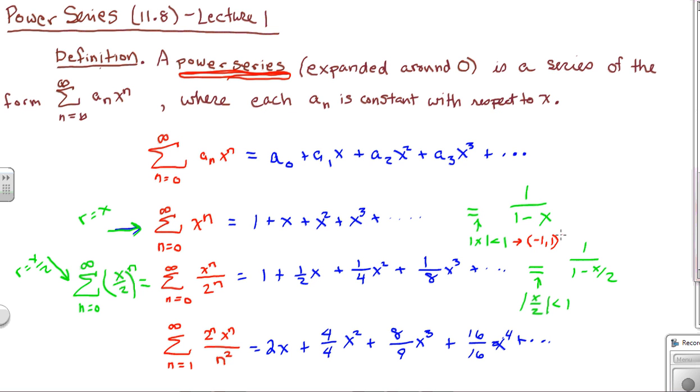Meaning, for instance, if I plug in a 1/2 over here, I get the same thing as if I plug a 1/2 into the power series. It converges to the same thing, which would be 1 over 1/2. It would converge to 2.